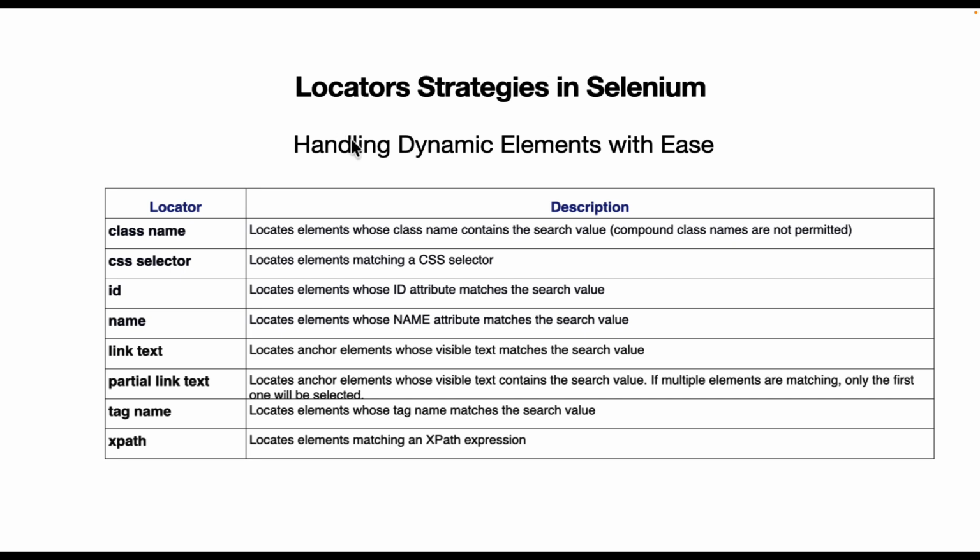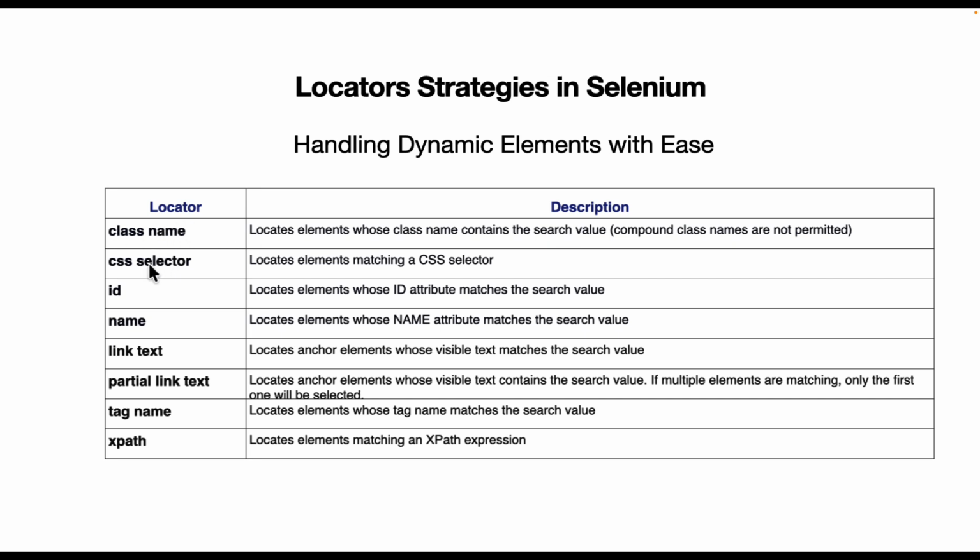And if you see in the brackets, compound class names are not permitted. In some places we have a class attribute with multiple values, separated by a space in between. Selenium considers it a compound class, which is not supported. So you have to take any one value. If there are three, take any one unique value. If it is a CSS selector, you can put a dot and use all the values. So that is the class name locator.